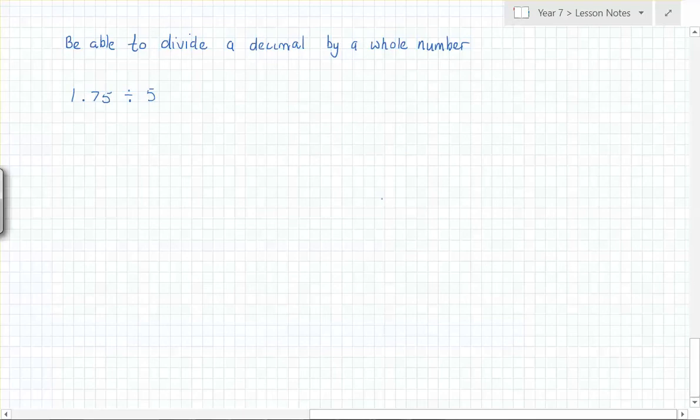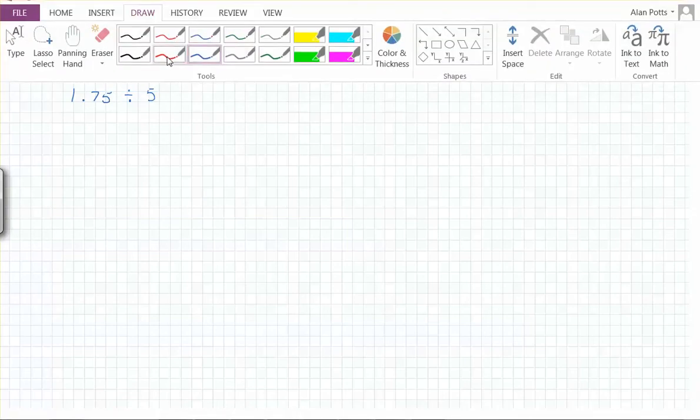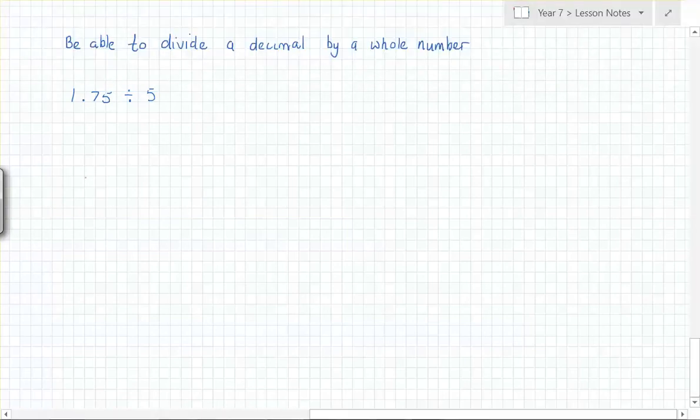I think I know how to do this. It's like when you multiply, you make it into fractions. And then you just leave the bottom the same, but you divide the top. Oh, I like this. So give me an example. What would you write down? So you would turn 1.75 into a fraction? Yes.